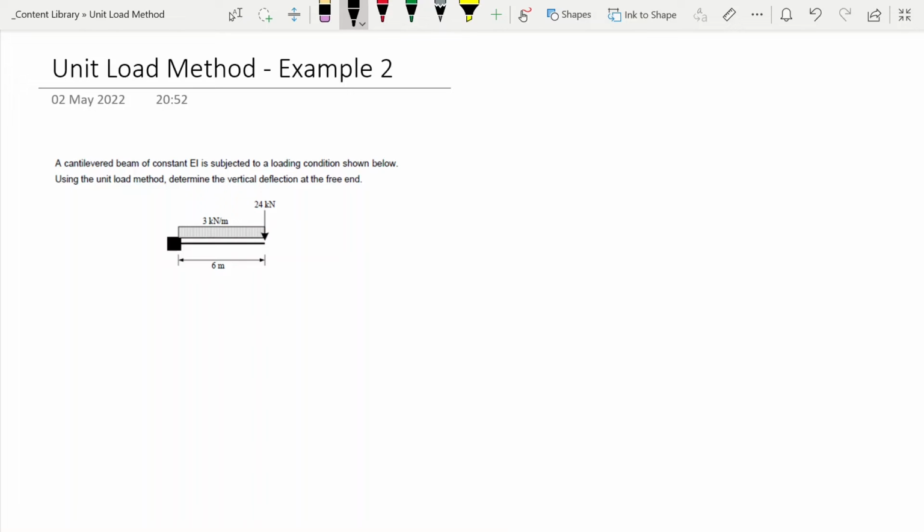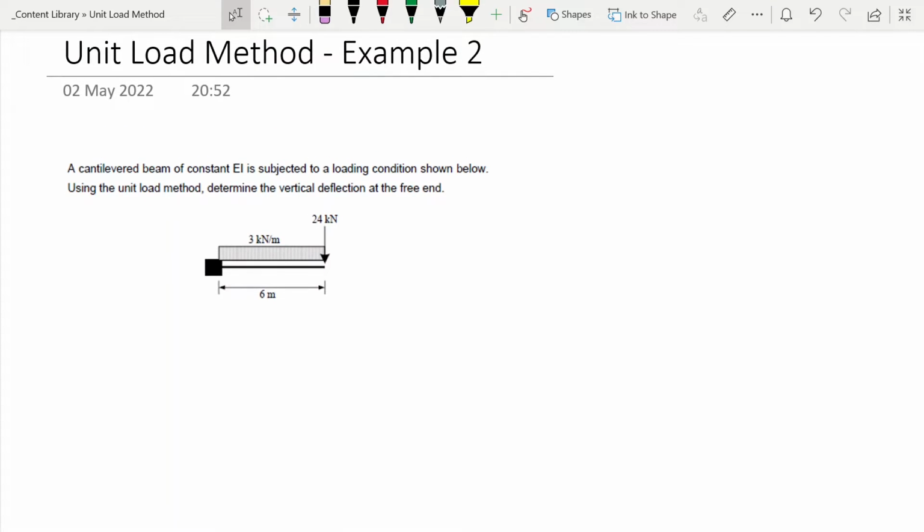Hi everyone, this video is the solution to example 2 on the topic of unit load method. In this case we have a cantilever with a UDL and a point load, and in this case we have numbers, so we're not going to be solving for generic loads, but the rigidity of the beam is still going to be EI, so it's still generic.